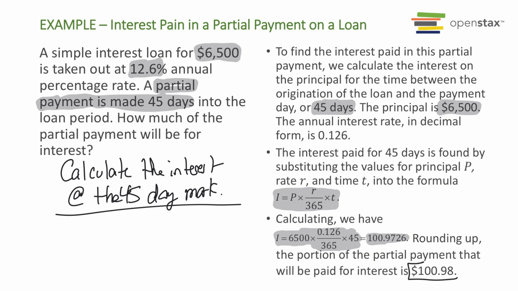So the interest, let me go back for a second. The payment that we would make, a portion of that is actually going to be $100.98 worth of interest that we would pay at the 45-day mark. So if this was a year loan or a 5-year loan, we would make a payment at 45 days, but $100 of that payment would go just towards interest, not completely reducing the balance of the loan.